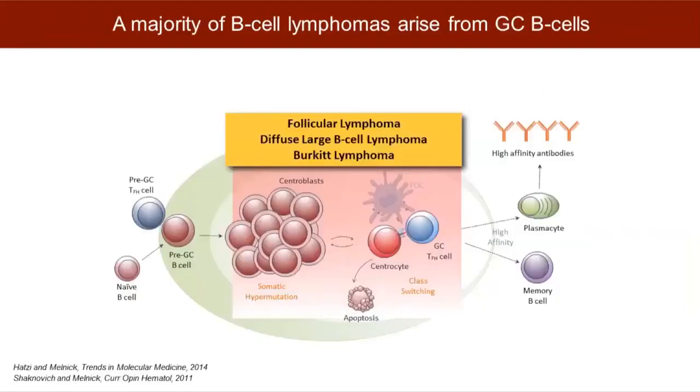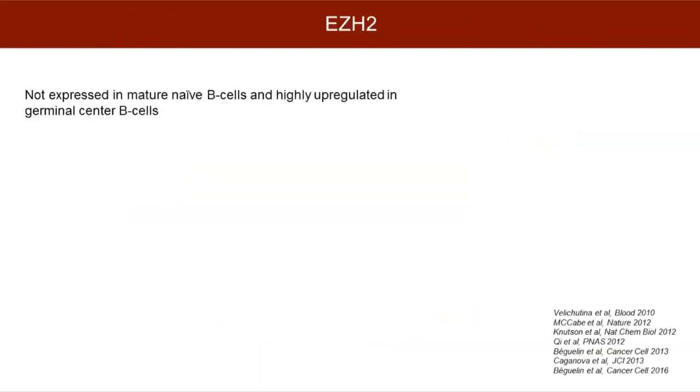Understanding the biology of the germinal center reaction is very important because germinal center B cells give rise to the great majority of B-cell lymphomas, including follicular lymphomas and diffuse large B-cell lymphomas. Germinal center B cells upregulate EZH2. Although it's silenced in resting naive B cells, it's highly induced in germinal center B cells.